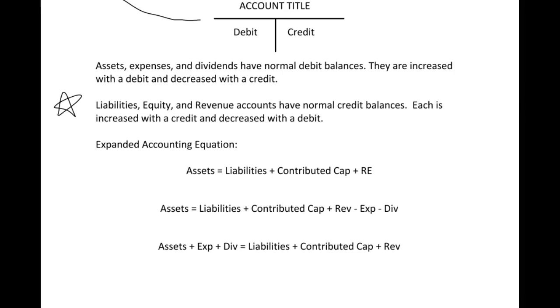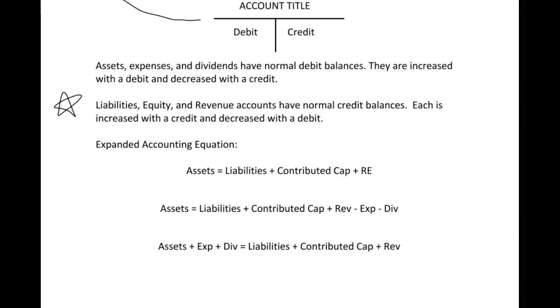All right. Liabilities, equity, and revenue accounts all have normal credit balances. So that means we increase those with a credit. So if we borrow money and sign a note that we're going to pay it back, that note payable would be a credit for whatever dollar value we borrow.